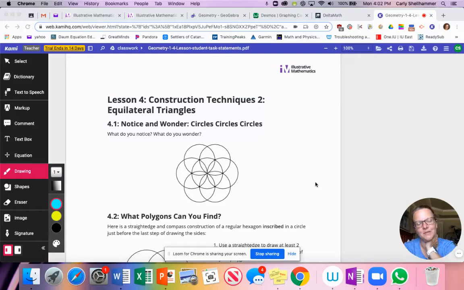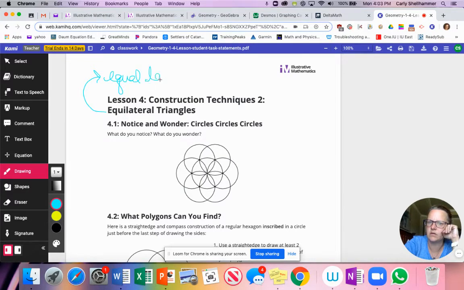Hey, geometry. We are in Unit 1, Lesson 4. We're still doing construction techniques. This is construction techniques 2, equilateral triangles. Equilateral triangles, let's talk about that before we even get into anything else.